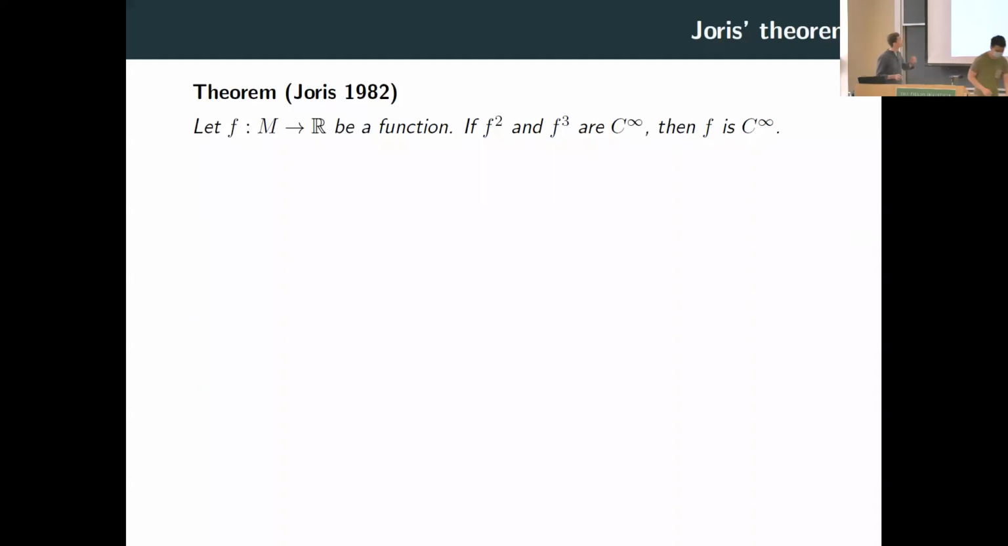I want to focus on a theorem of Joris in the early 80s, which says that if we have any real valued function, and we know that the square of this function and the cube of this function are C infinity, then we can conclude that this function itself is C infinity. This is rather unexpected, I would say.